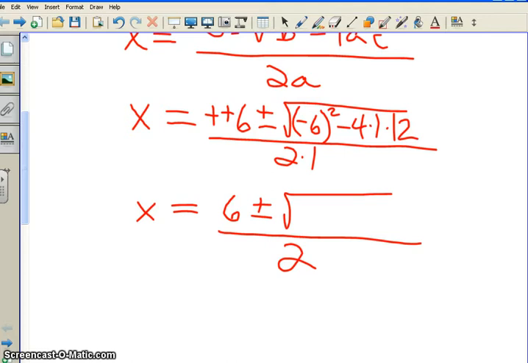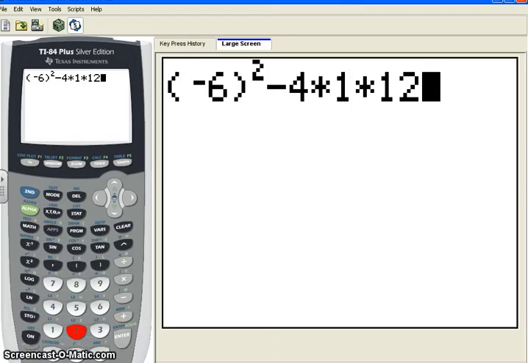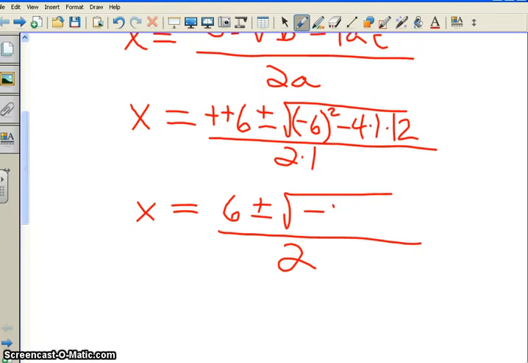So underneath that radical sign, I'm just going to use my calculator to simplify that. I just type it in, negative 6 squared minus 4 times 1 times 12. And I get negative 12. Now notice, this is why we're getting an imaginary answer, imaginary zeros, because of this negative sign right here. So when we've got a radical negative, we need to pound out the negative and brand him with the i for imaginary.